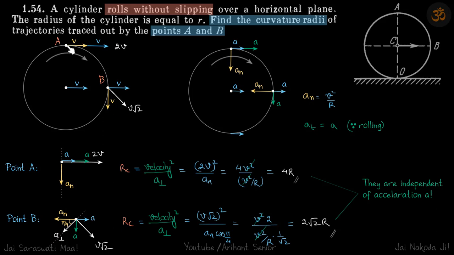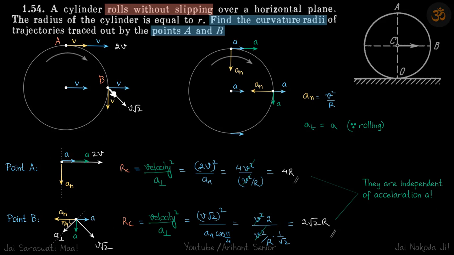Let's talk about point A first. For point A, we have drawn all three accelerations, and the velocity is towards the right and it is 2v. So the radius of curvature is velocity square by a perpendicular. Velocity square will be 2v whole square, and you can see that a perpendicular is only an. These two will not contribute to a normal. So an is v square by r. You put that and you will see v gets cancelled and you are left with 4r.